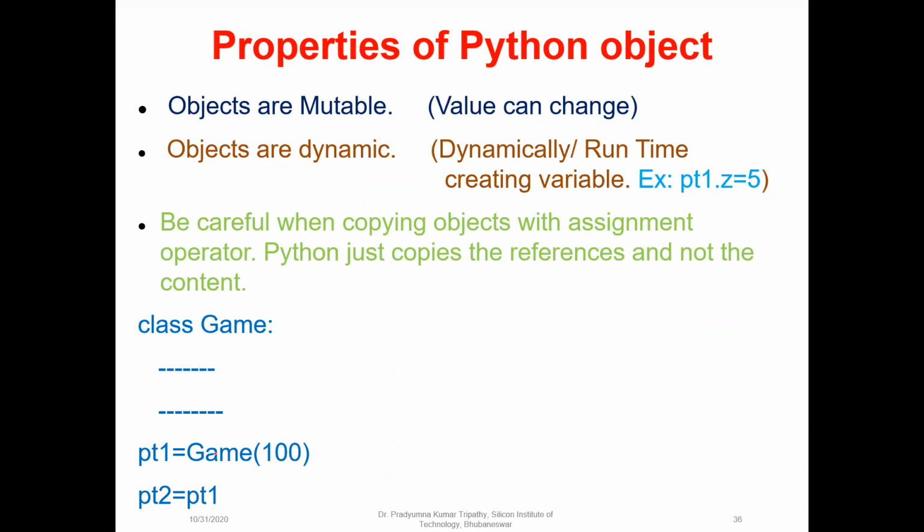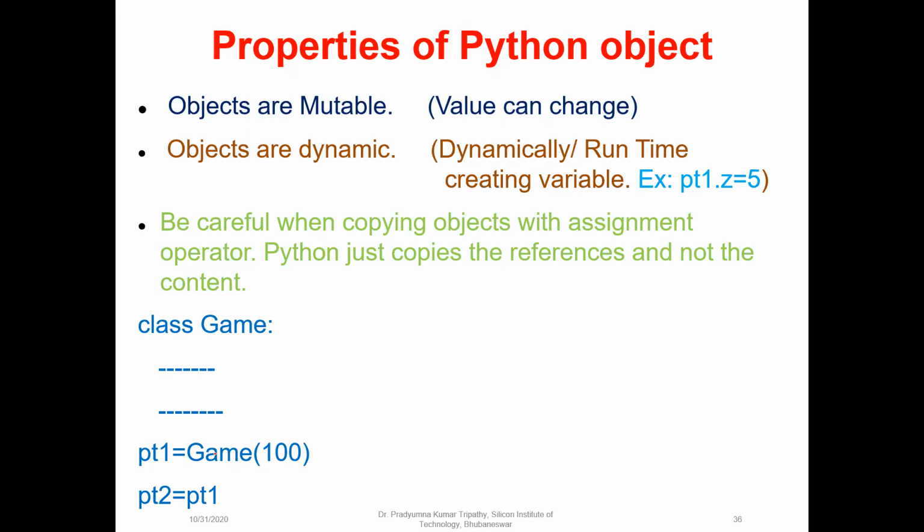Right? So what is the properties of these Python objects? Objects are mutable. Why say objects are mutable? Because the value of the data members that you are taking, those value can also be changed. Right? So objects are mutable, like you have different data structures which are mutable. Some of the data structures are mutable. Similarly, the Python objects are mutable. The value can change. And these objects are also dynamic. Dynamically means at the runtime we can also access, we can assign the value.